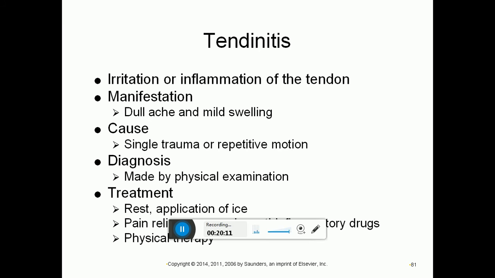For treatment, you want to rest the tendons, apply maybe some ice, give anti-inflammatory medications, and sometimes physical therapy might be needed. In severe cases, if that doesn't help, local injection of cortisone into the tendon can help as well. Now this concludes Chapter 9.